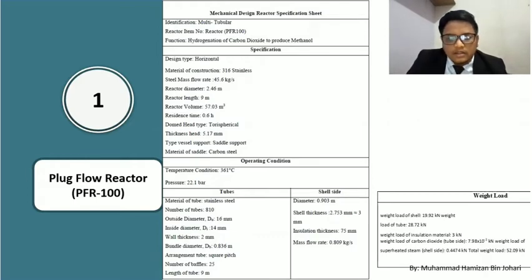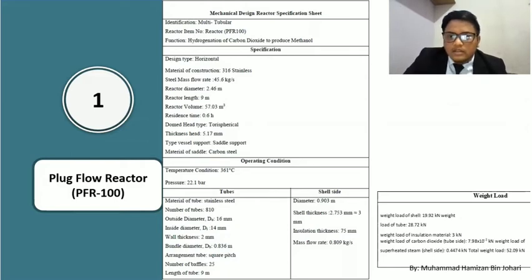So here is the specification sheet for my design reactor. The identification is a multi-tubular reactor. The name is plug flow reactor 100. The function is hydrogenation of carbon dioxide to produce methanol. The specification is design type horizontal. The material of construction is stainless steel 316, because I'm using this because it has a stronger resistance to various chemical agents that might damage or corrode. It can tolerate fatty acid, tartaric acid, and chloride even at high temperature.